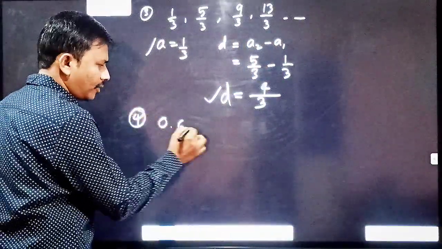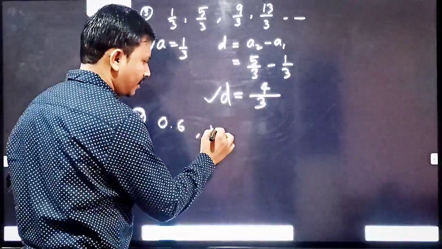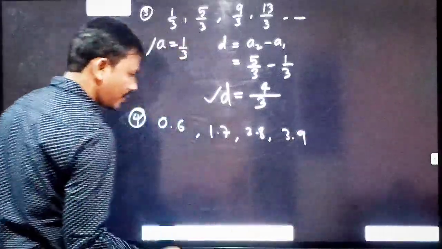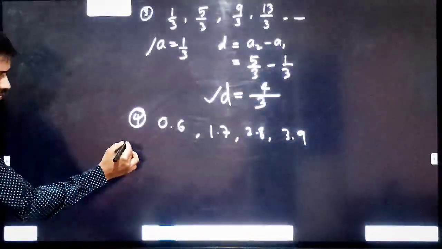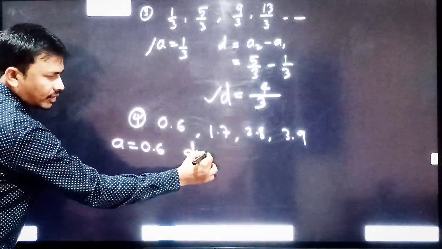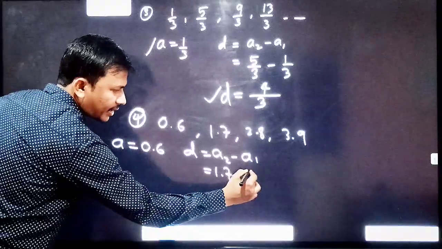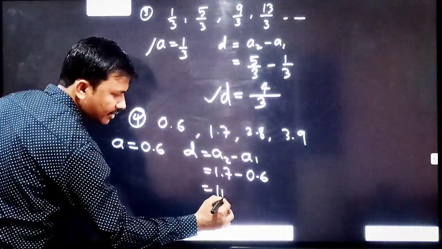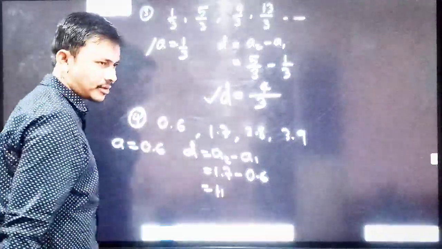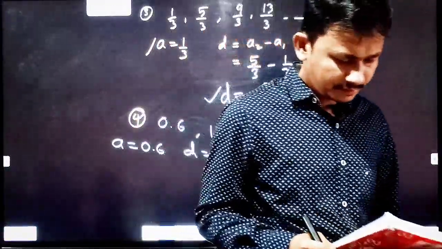Fourth question. Then 1.7, 2.8, 3.9. What is the first term? A is equal to 0.6. D is equal to A2 minus A1. 1.7 minus 0.6. What is the answer? 1.1. Understood? This is the third method.